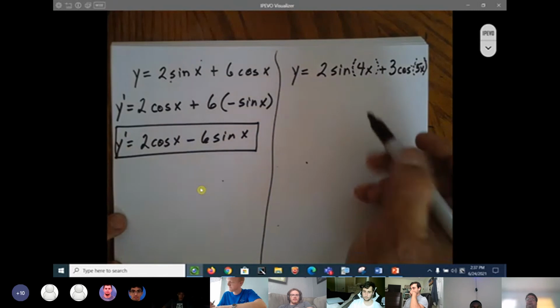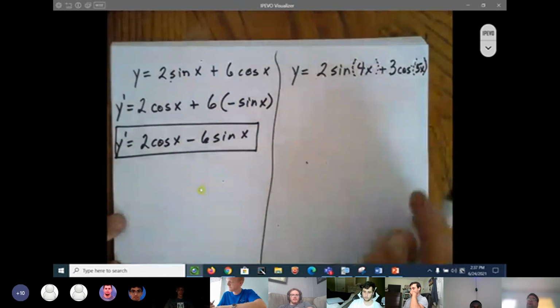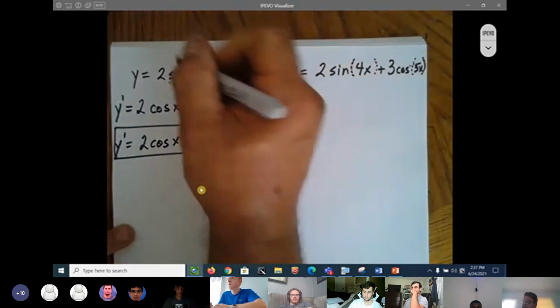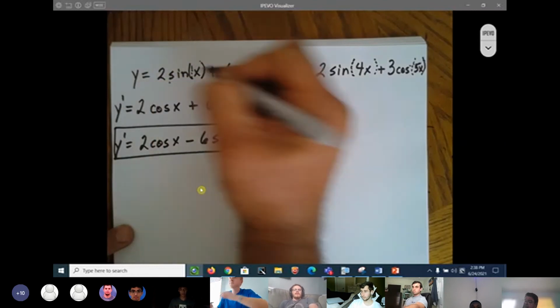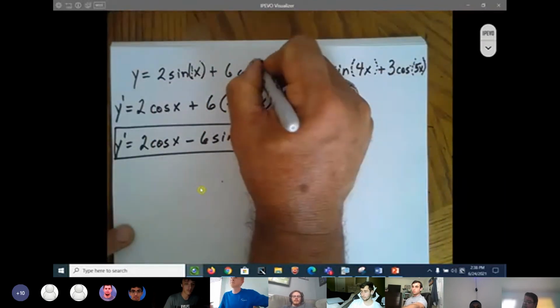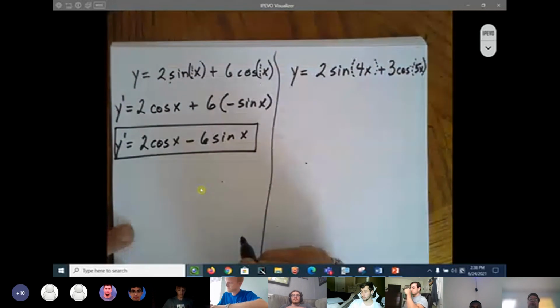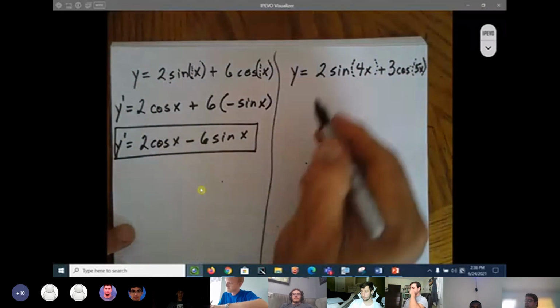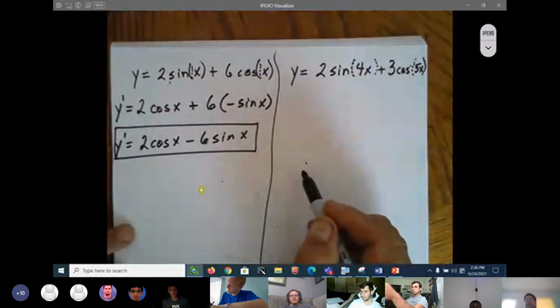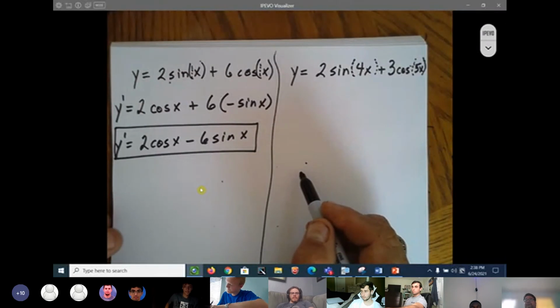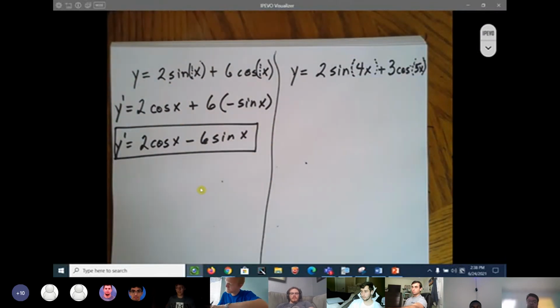Why did I put this one over here? Because these have what in front of the x's? Ones. And there's no problem with those. But what if they have something in front of the x? Then you got to use the what rule? Chain rule. Good job.